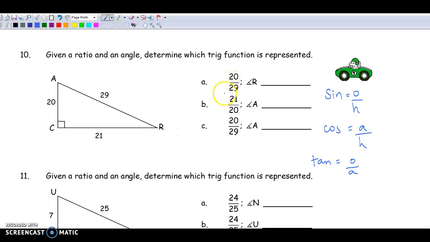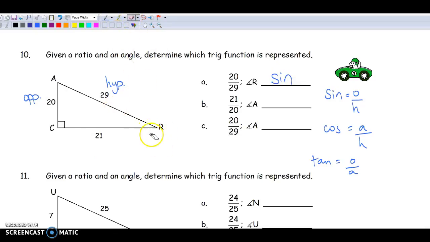So if we got 20 over 29, and we're talking about angle R. So here's angle R. 20 is across from angle R. That's the opposite side to angle R. And then 29 is the hypotenuse. So we're given opposite on top and hypotenuse on the bottom. Opposite over hypotenuse is going to be sine. So that's what you're going to write here, sine.